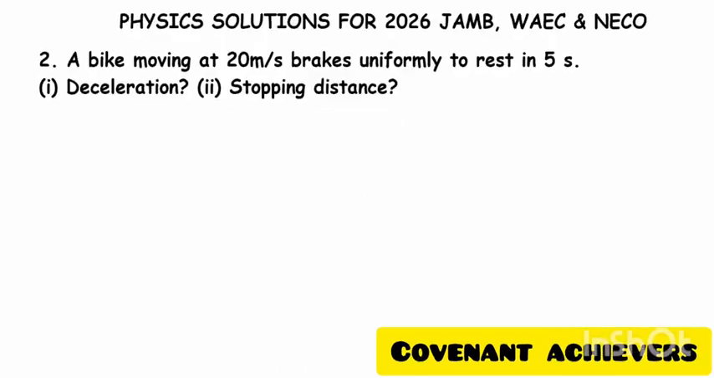Okay, now this is question number 2 under physics solution for JAM for 2026 JAM WAEC and NECO examination. And what do we have in the second question here? A bike moving at 20 meters per second brakes uniformly to rest in 5 seconds. The first question is to determine the deceleration, and the second one is the stopping distance. So let's see what we have in the solution of these questions. Now, before going to the solution, what are the given parameters?